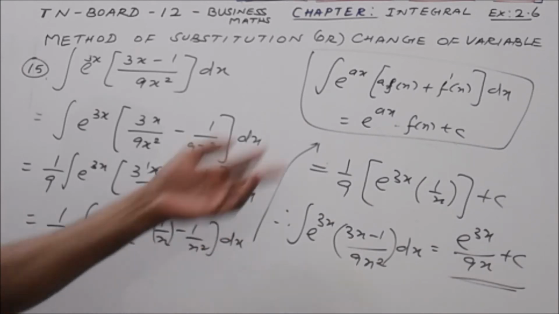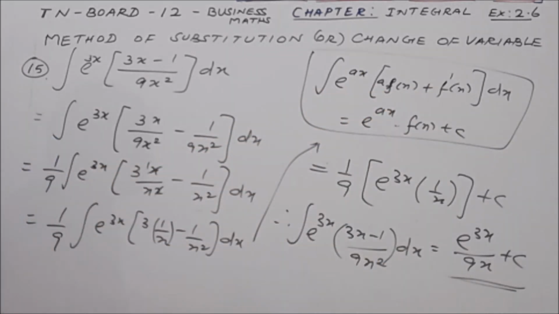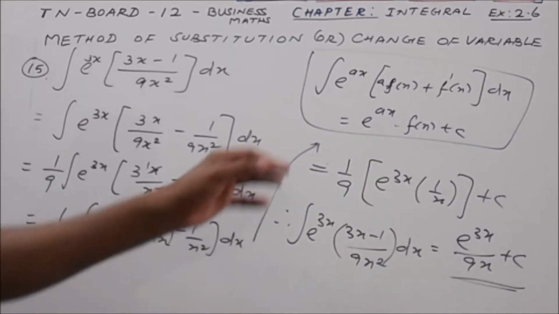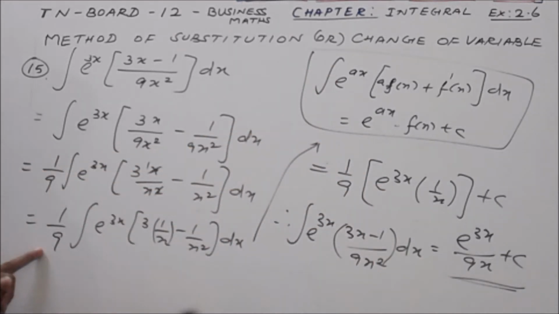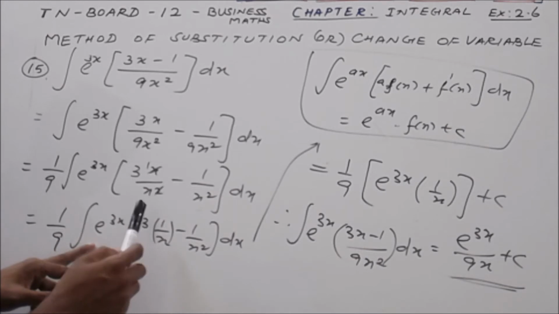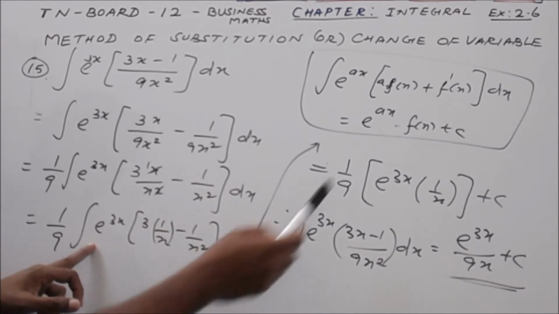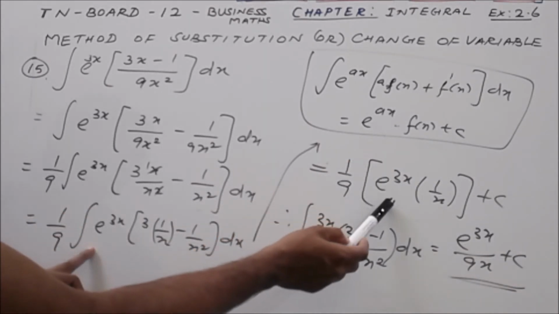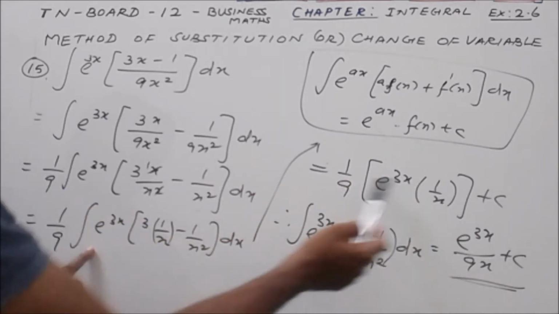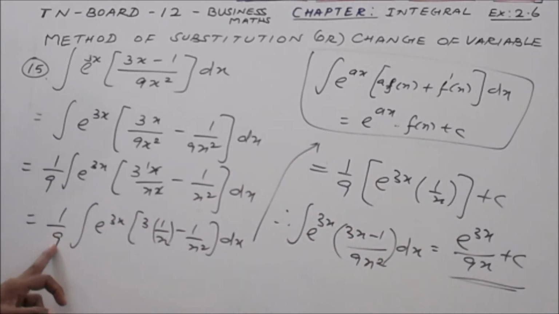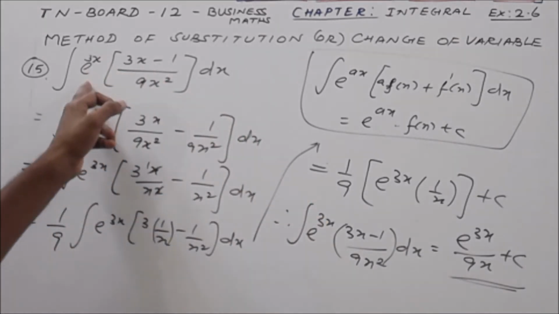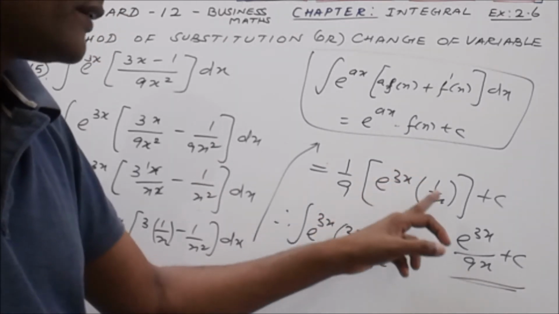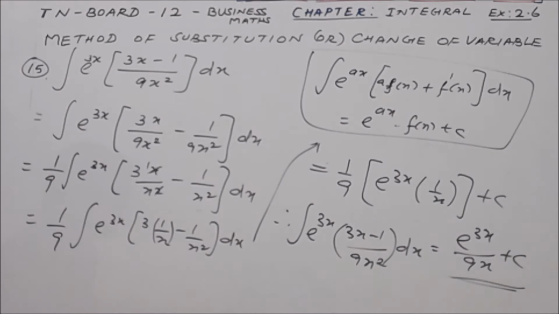So it is in the particular form of integral e power ax into a f of x plus f dash of x into dx, which will be equal to e power ax into f of x plus c. So applying the corresponding values here, the 1 by 9 remains constant. Then integral e power ax, a into f of x plus f dash of x equals e power ax into f of x. So e power 3x into f of x, which is 1 by x, plus c. This 1 by 9 is a constant multiplied with the function. So the integral value of e power 3x into 3x minus 1 by 9x square dx will be equal to e power 3x by 9x plus constant of integration c.